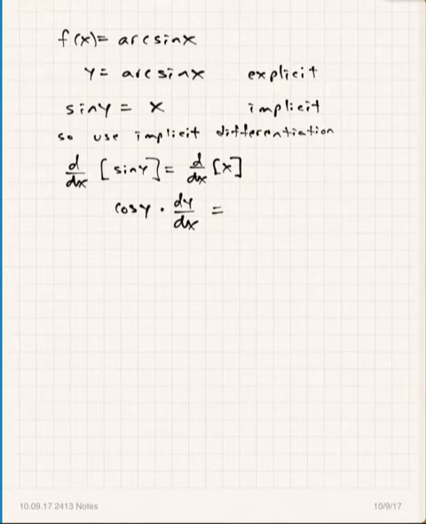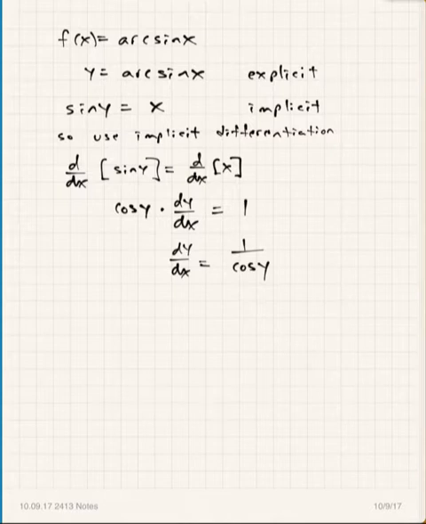The other side is easy. The derivative of x with respect to x is simply just 1. So we've differentiated both sides there with respect to x. So this is the implicit differentiation process. And then we solve for dy dx, and we get dy dx is equal to 1 over cosine y.